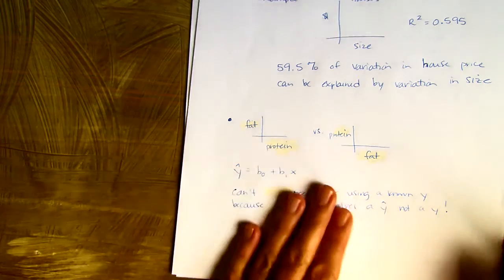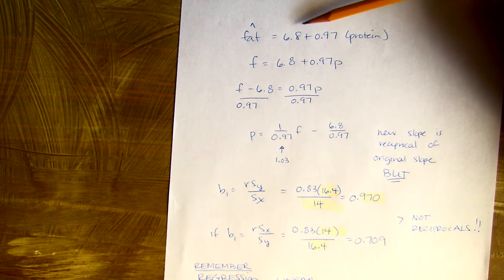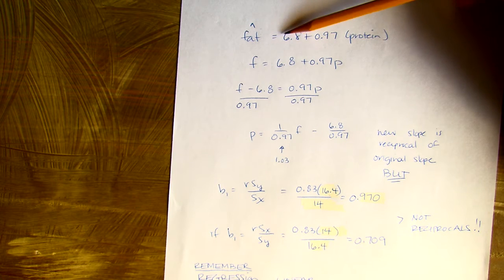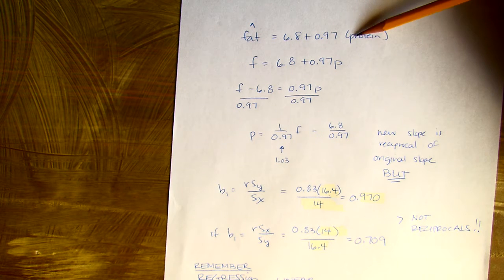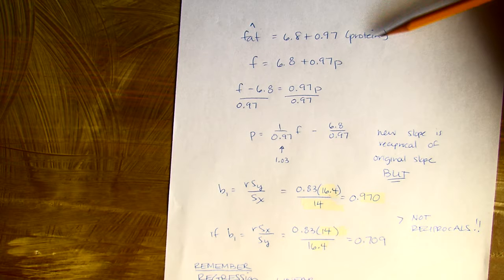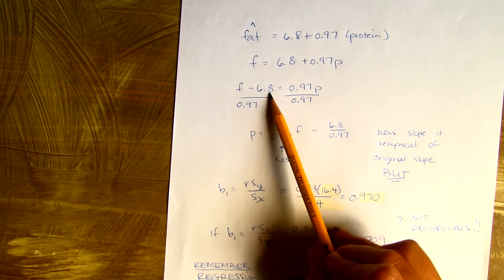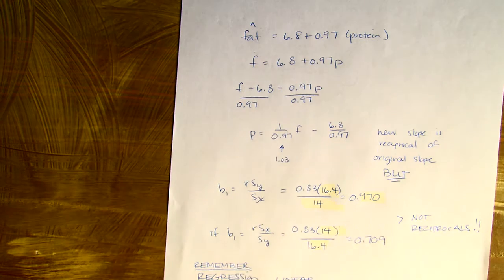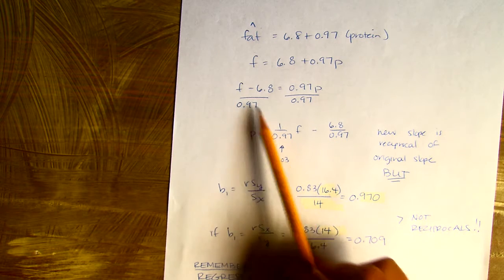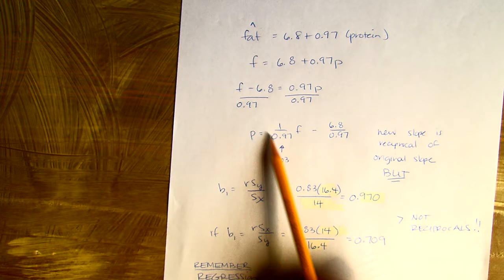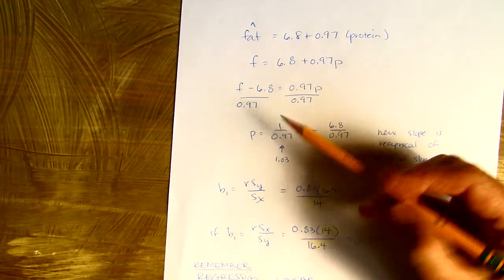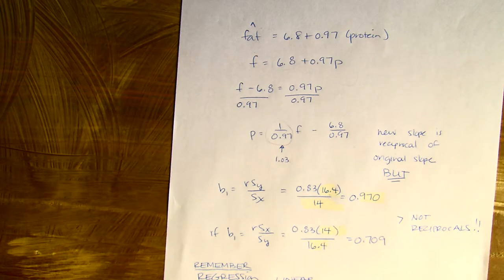So that's kind of conceptual, but let's look at it mathematically. So here's my equation. I'm going to predict fat, and this is grams. Grams of fat is equal to 6.8 plus 0.97 times grams of protein. So here's my model. I'm losing the hat. I'm just using fat and protein. Now I think you've done this in math where we find the inverse. So how do I find the inverse? I'm going to subtract 6.8 from both sides, and then divide both sides by 0.97, and therefore P is 1 over 0.97 F minus 6.8 over 0.97. Incidentally, 1 over 0.97 is 1.03. So this new slope is just the reciprocal of the original slope.